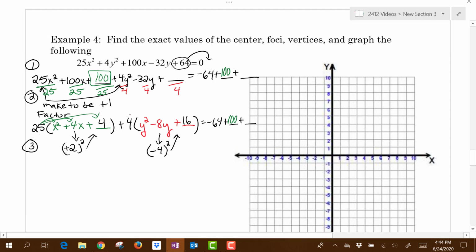Alright, once again, we want to be careful. When we multiply this number back in, we have to get back the terms that we started with. So when I do 4 times 16, I get 64. That's actually the number that's now appearing on the left-hand side of the equation that wasn't there before. So I'm going to add 64 to both sides.